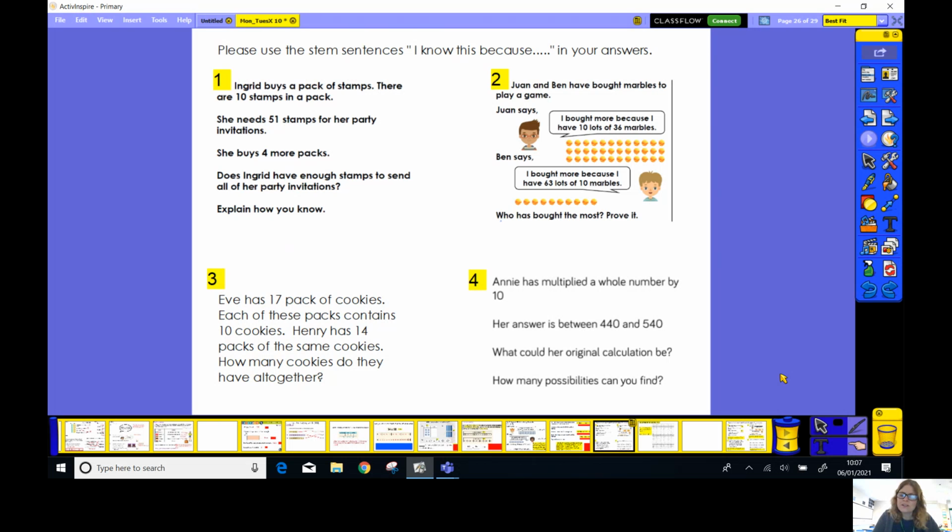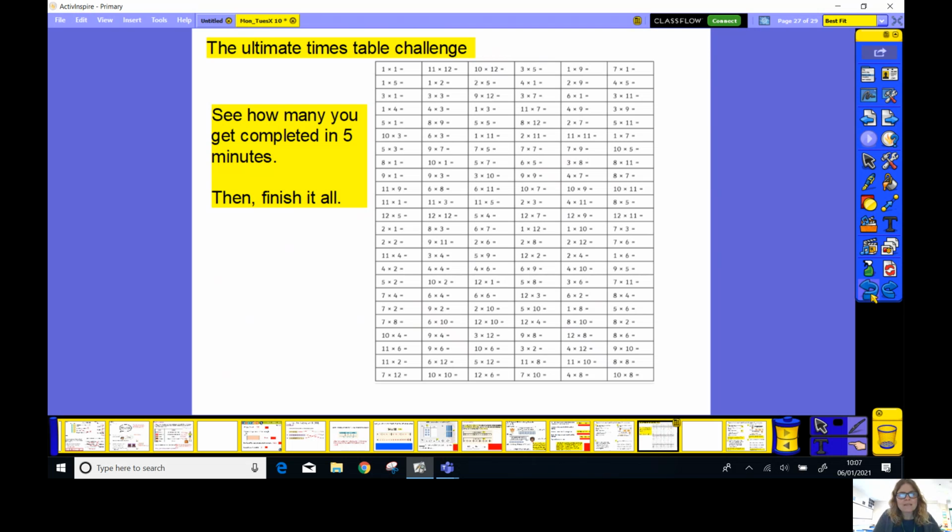When you have finished those, there is a little challenge for you today, which I'm going to post on Dojo. I'm giving you the ultimate times table challenge today, and it is filled with so many times table questions. This is what I'd like you to do, and this is a real challenge. We're going to do this each week. I want to see how many you can complete in 5 minutes, so set a timer and see how many you can get right. Then after 5 minutes, look and see the ones you've done. Then you can just carry on and finish them.